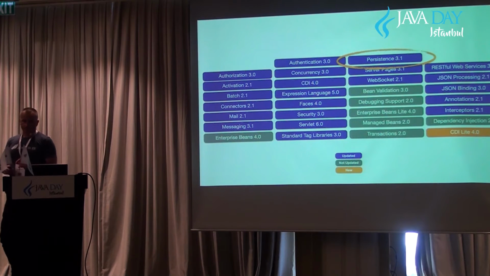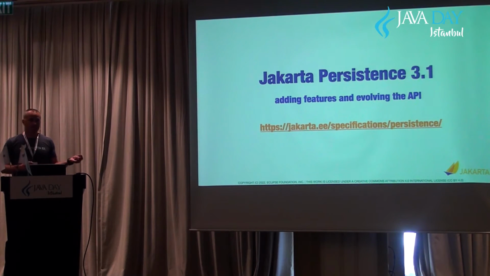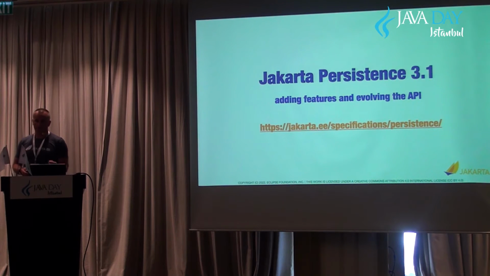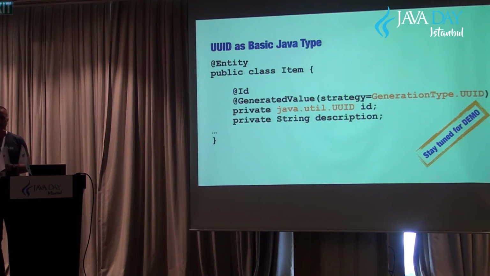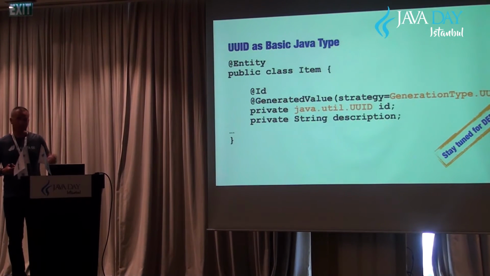Jakarta Persistence 3.1. So this is a minor release. They're not breaking any changes. So you can do everything you did in 3.0, you can do in 3.1. And they're adding some features to this one. And one of the things they're adding is that you can use UUID as a basic Java type in your classes. So in this example, the UUID is used as primary key. And I'll demo this afterwards.